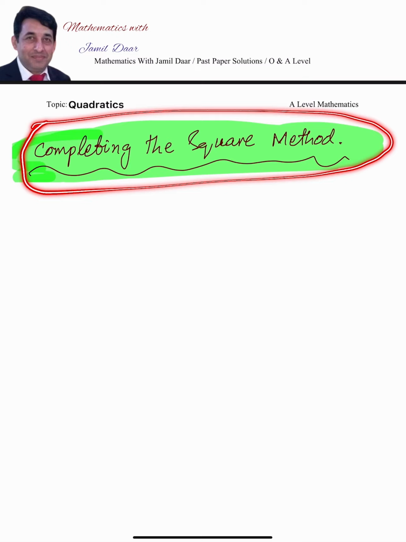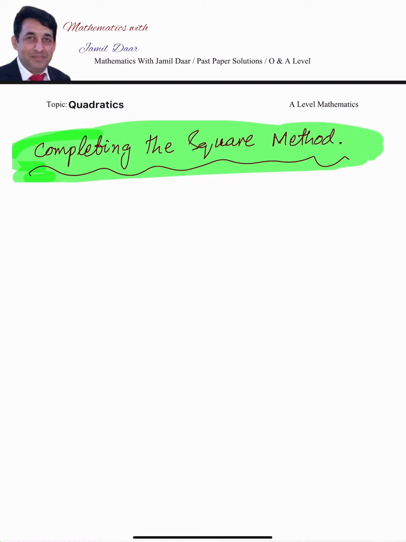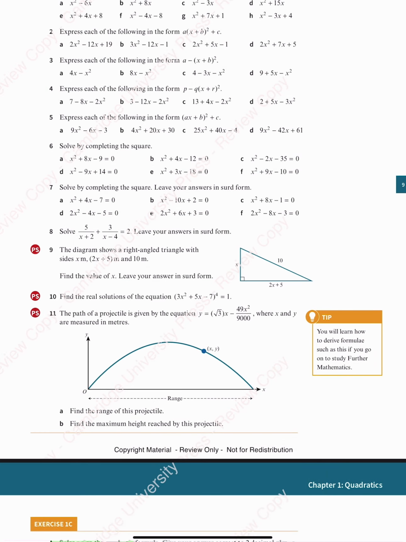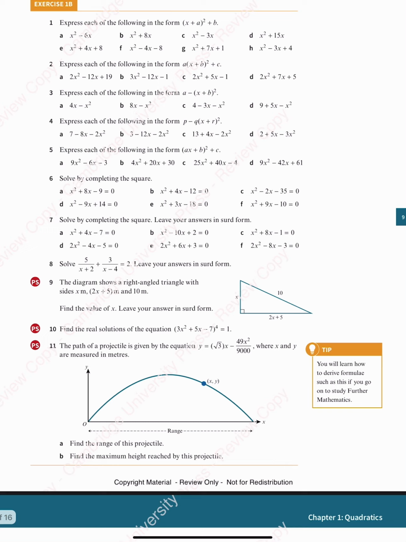Continuing the same topic, completing the square method. We'll take some more questions from the book. So we discussed the questions till 4, that how can you solve these questions by using the formula we proved.